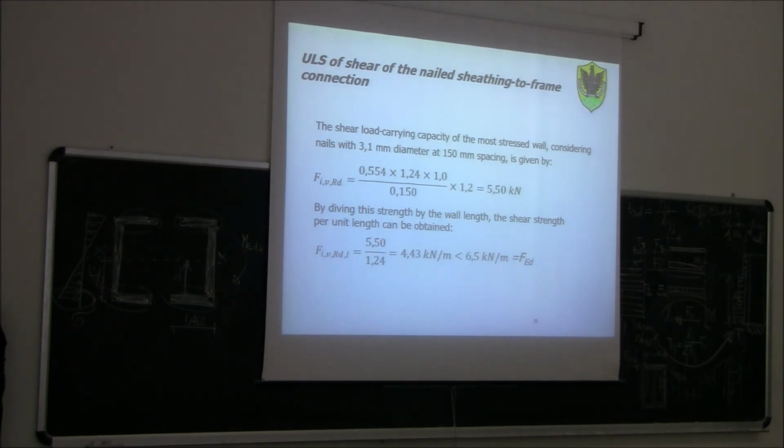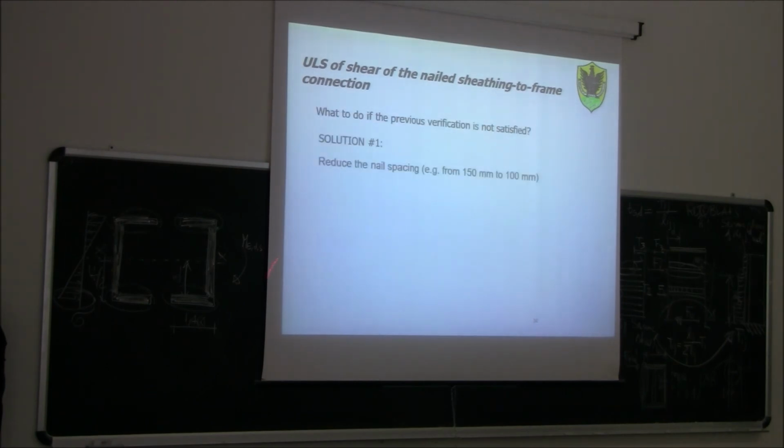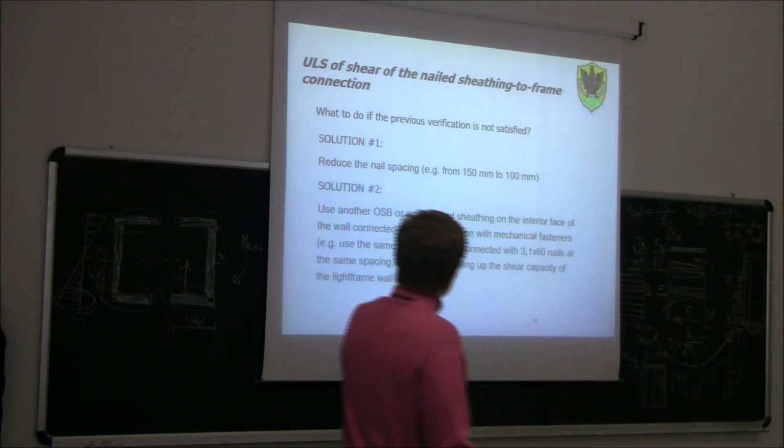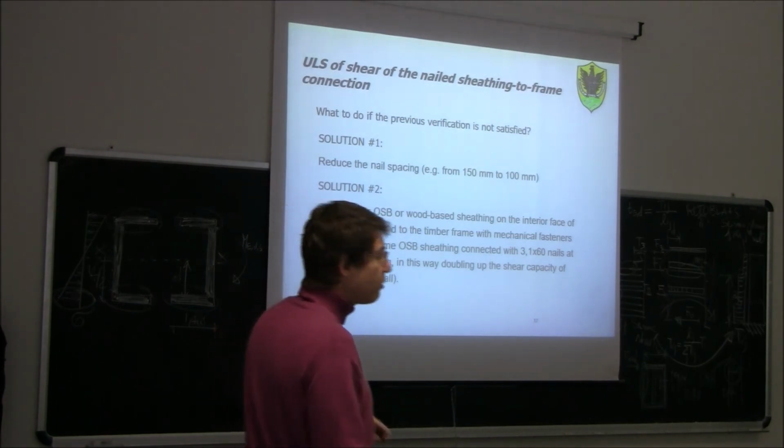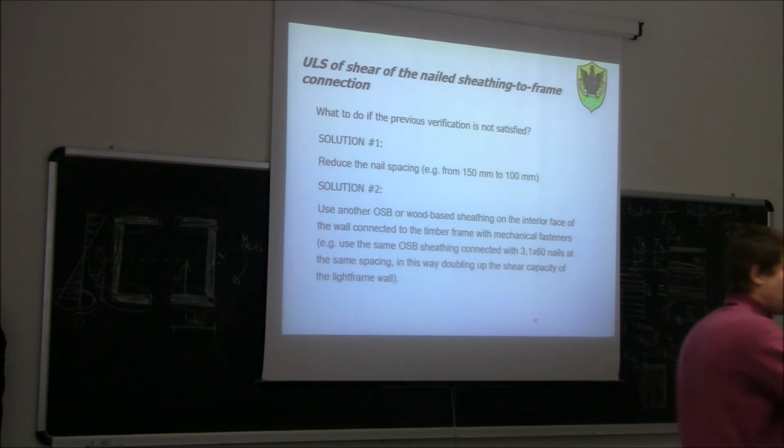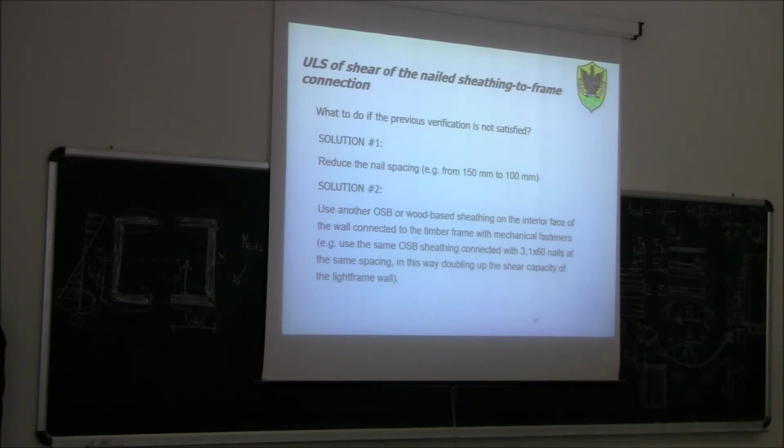Now, very quickly, because we are at the end of our lecture, how can we make this verification satisfied? We have two possible ways. One way is to reduce the nail spacing. Very simple. Instead of placing one nail every 150 millimeter, we place one nail every, for example, 100 millimeter. Second possibility, I can use double sheeting. So instead of using a sheeting only on one side, I can also use a sheeting on the other side. I have a frame, with my sheeting on one side and my sheeting on the other. So basically I duplicate the sheeting. This is the frame, and then I have one sheeting on one side and one sheeting on the opposite side, which will basically double up the resistance.